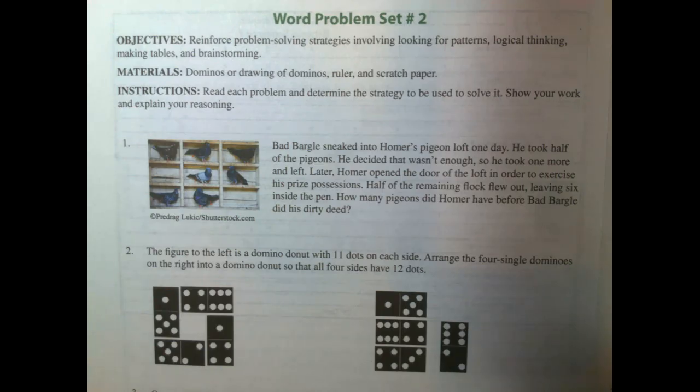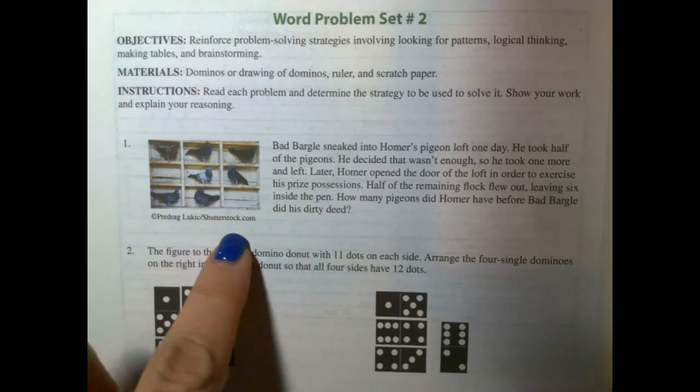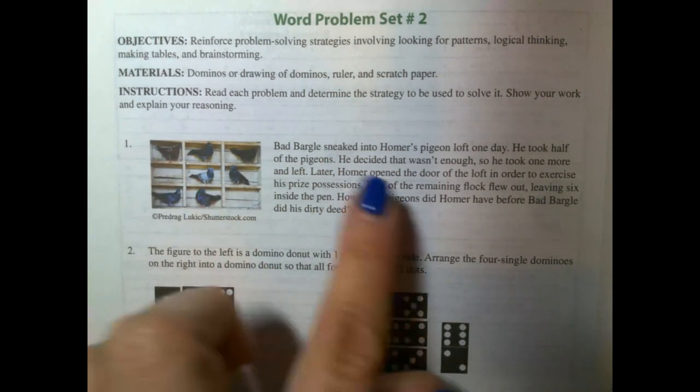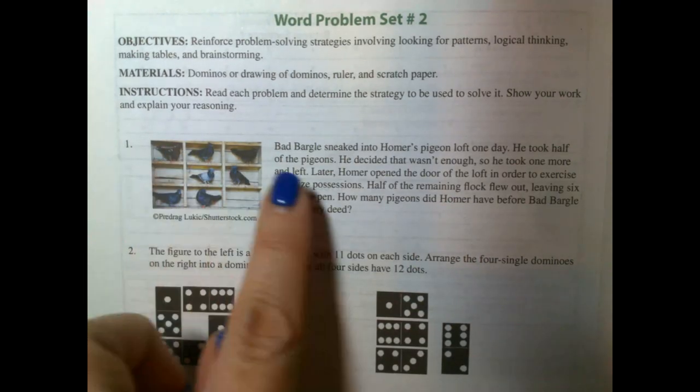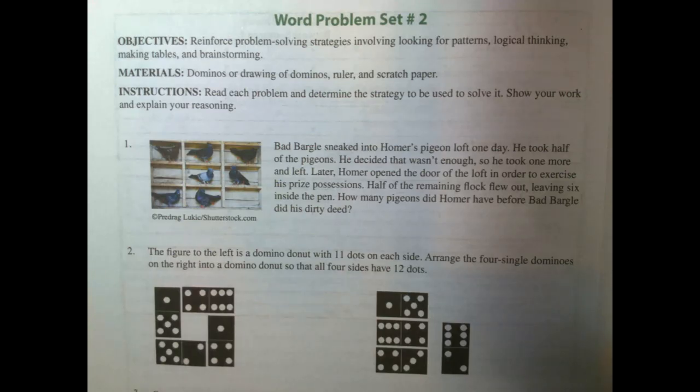So in the first one, it says Bad Bargo sneaked into Homer's pigeon loft one day. He took half of the pigeons. He decided that wasn't enough, so he took one more and left. Later, Homer opened the door of the loft in order to exercise his prized possessions. Half of the remaining flock flew out, leaving 6 inside the pen. How many pigeons did Homer have before Bad Bargo did the dirty deed? And again, this is just a picture that I found in Shutterstock. This is not accurate, because see, there's 7, not 6. Just FYI, don't go by the number of pigeons in the picture, go by what it says in the problem.